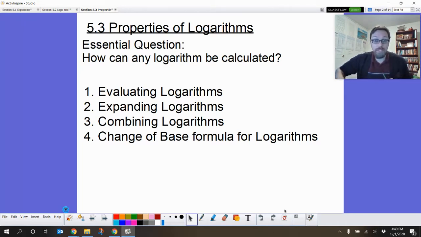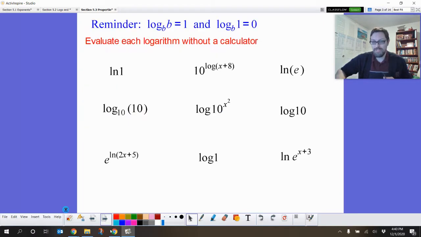So we're going to evaluate some logarithms, expand, combine. It's probably going to be a longer video. I'm going to be breaking this up into pieces, so sorry in advance for the jump cuts.